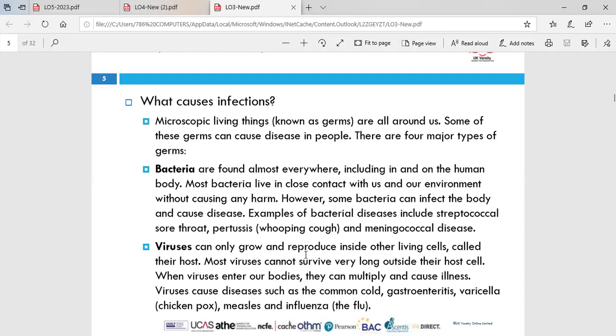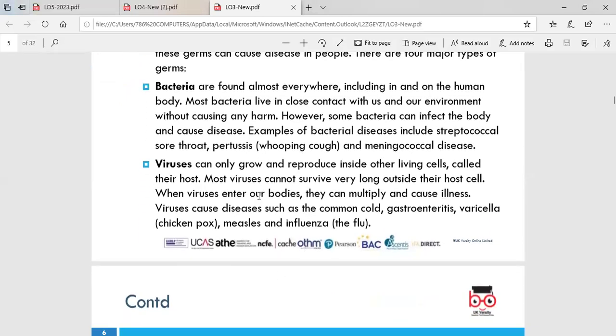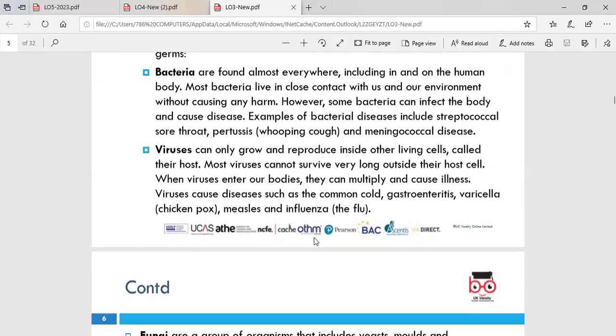When viruses enter our body, they can multiply and cause illnesses, which can manifest in different ways: common flu, common cold, gastroenteritis. Different viruses have different places to work on. The varicella virus will only cause chickenpox. It's not going to cause gastroenteritis, though that may be a complication of your chickenpox. Measles and influenza will definitely cause flu and measles infection.